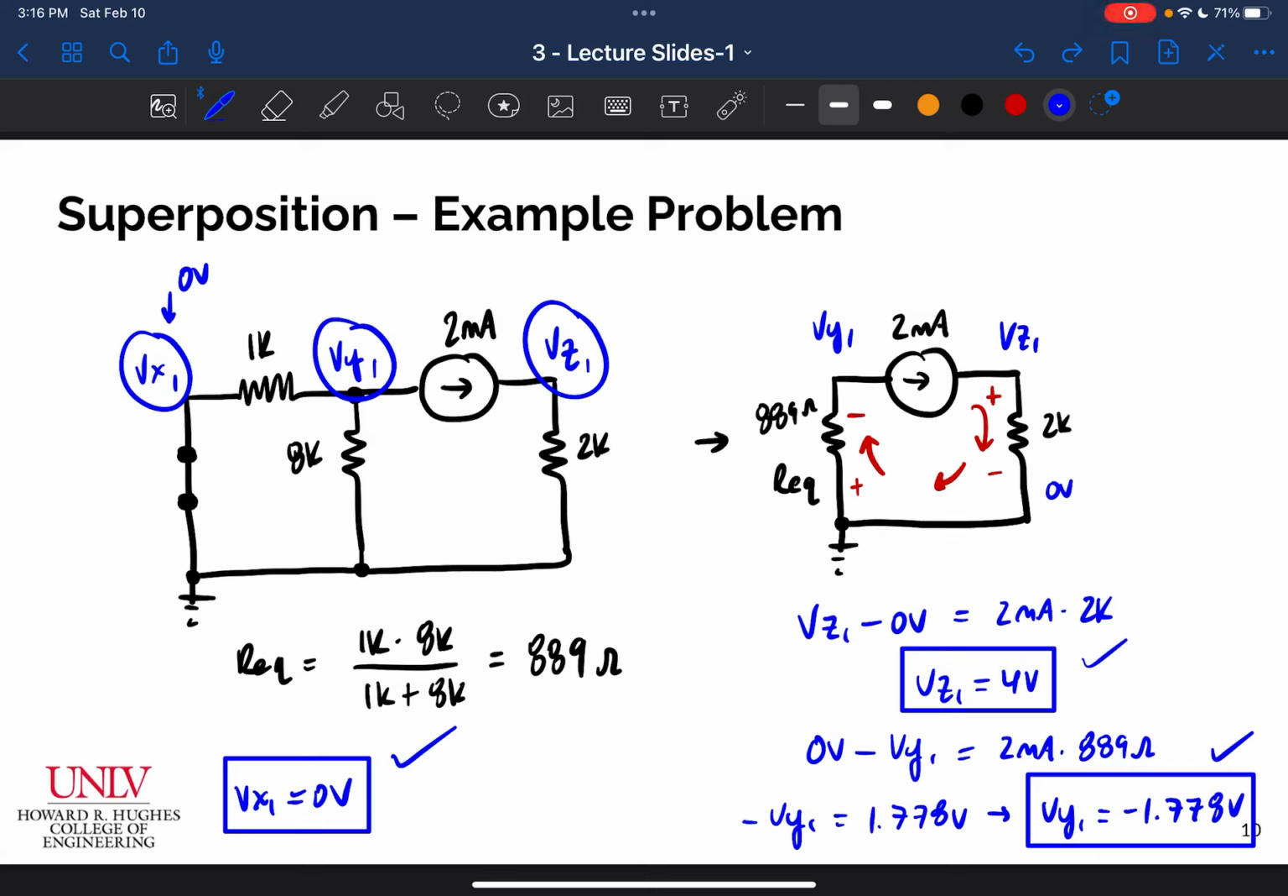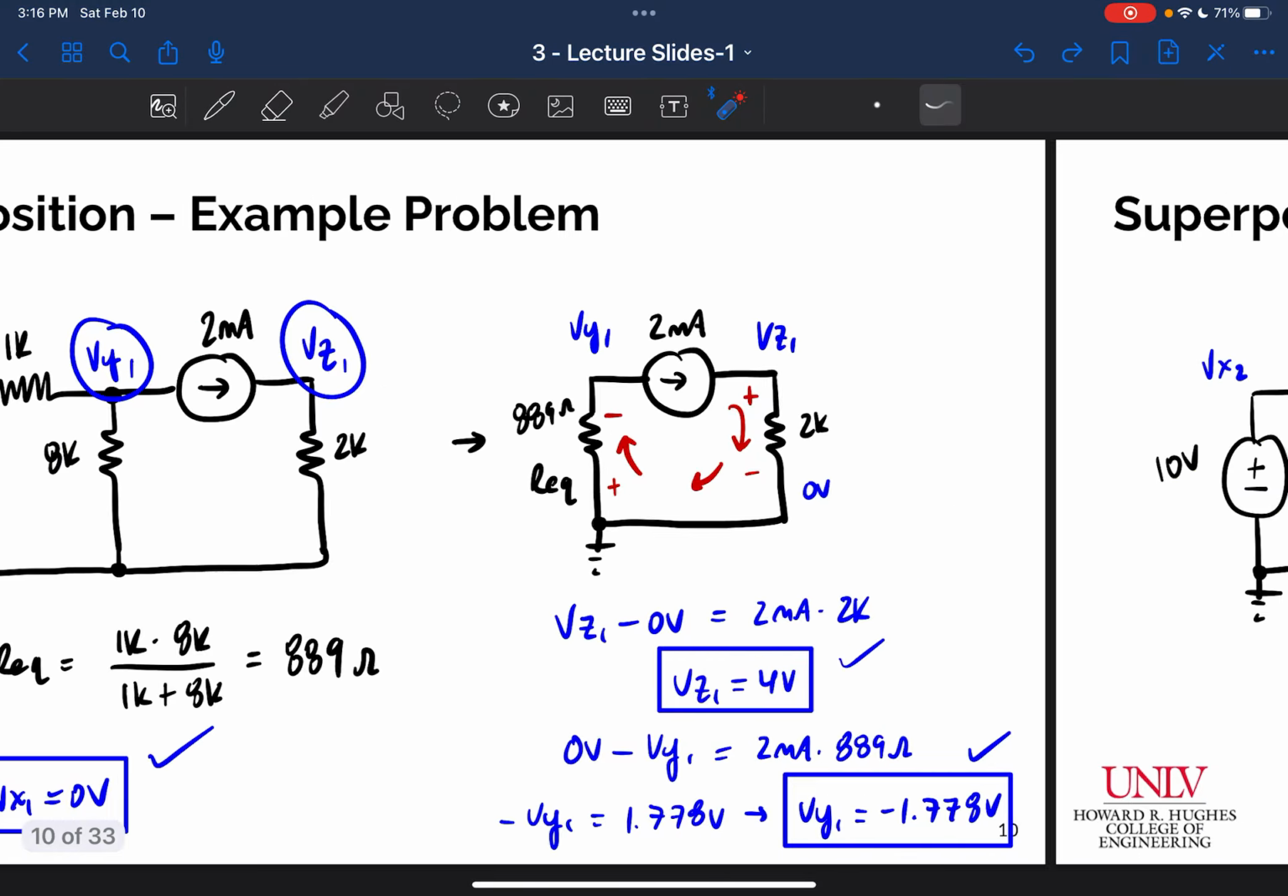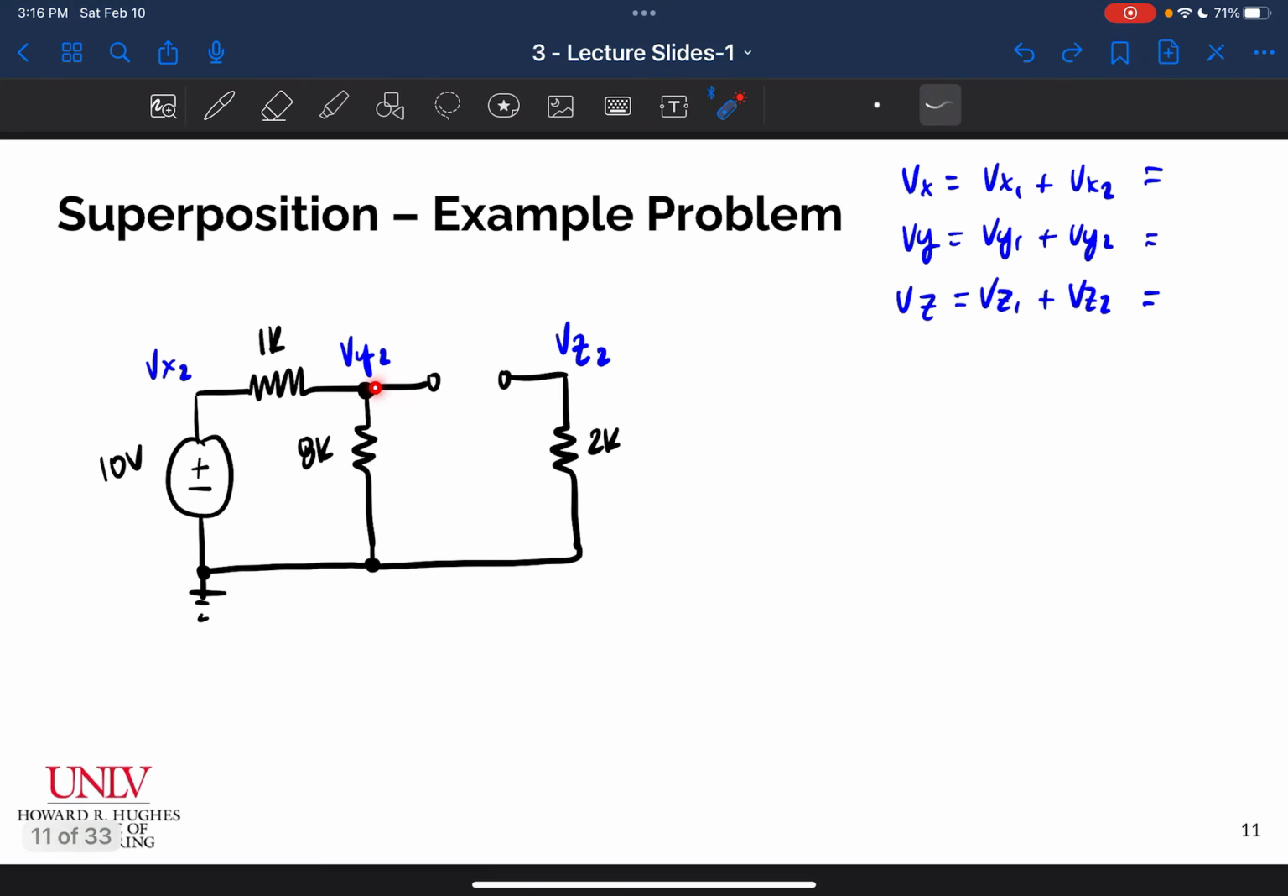All right, so in the previous video, I went ahead and solved this portion of the superposition problem, which is the equivalent circuit where the voltage source is shorted. No voltage source in this circuit. In this circuit, I'm going to solve for the current source being open. There's no current source there, okay? And so we're going to go ahead and solve this circuit.